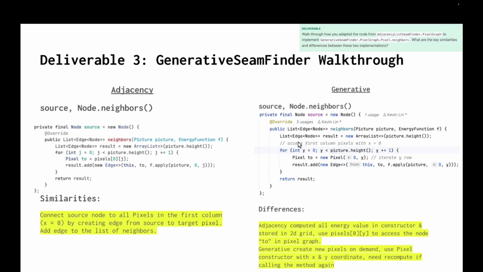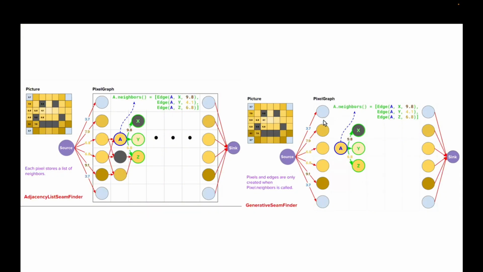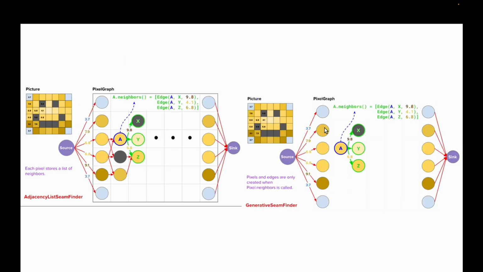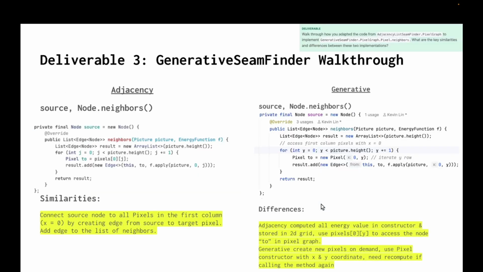We'll begin by looking at the source node, which is this one. The similarity between these two is that they both connect the source node to the first column of the pixels. So we will borrow the for loop from y equals 0 to y equals picture.height. They also create edges from the source to the target pixel with the weight computed by the energy function. The adjacency list computes all nodes in the constructor and stores them in this 2D array called pixels. So they can just use the double bracket with 0, j coordinate to access the nodes.